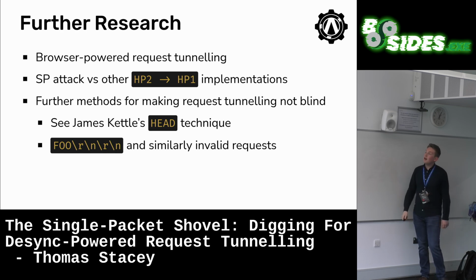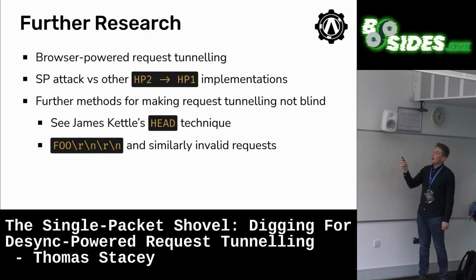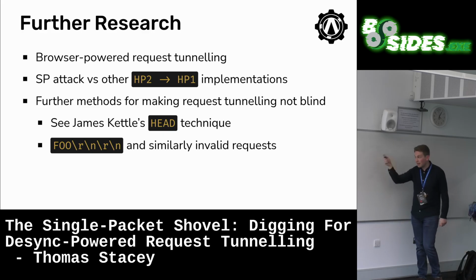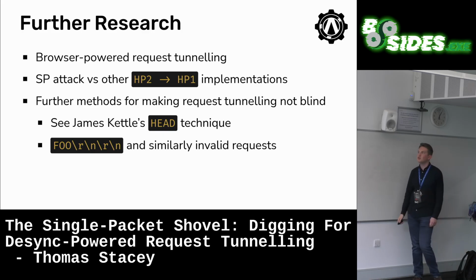The single packet attack applied against other HTTP2 downgrading to HTTP1 implementations like AWS, Azure, Google Cloud Platform might be a good other target. Further methods of making request tunneling not blind. James Kettle's HEAD technique is great. For some reason, this technique of just slightly shortening the request payload and making it foo also kind of made request tunneling unblind, which was super useful.